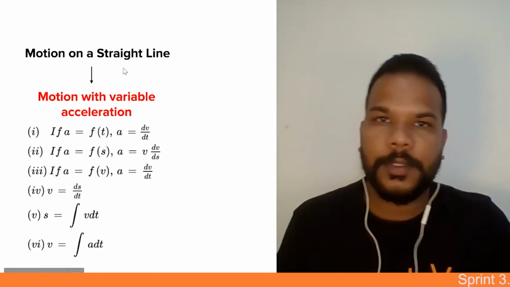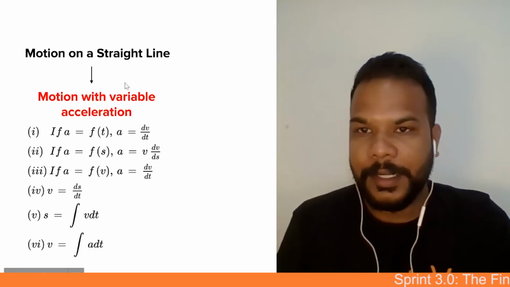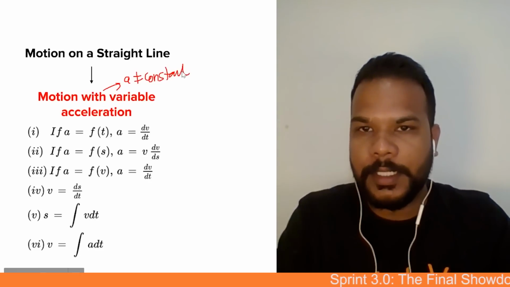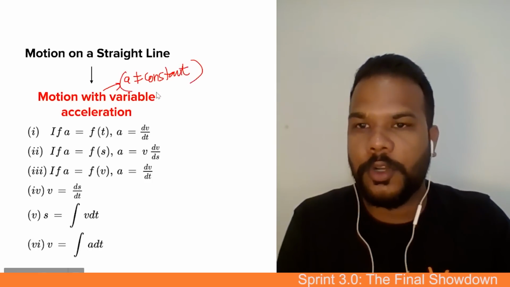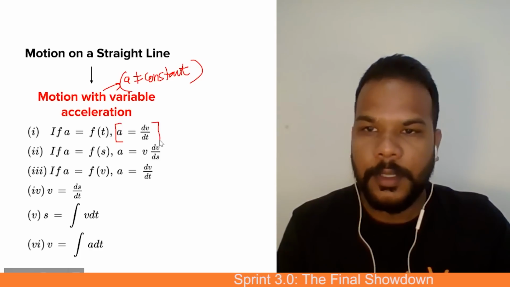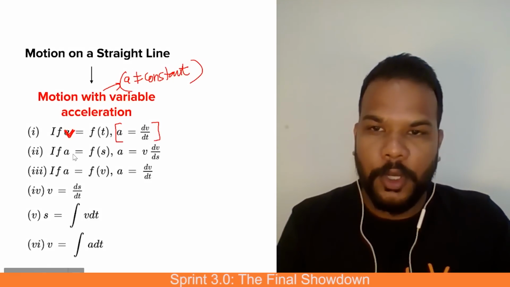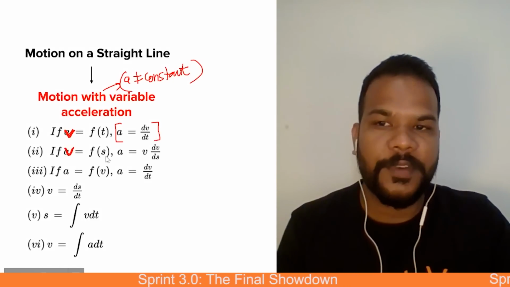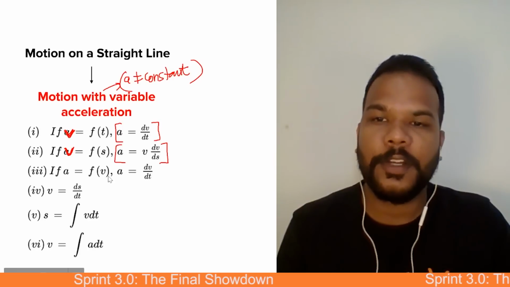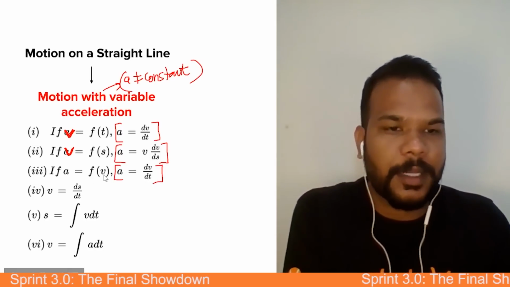Okay guys, the first one was uniform motion, second is uniformly accelerated motion, and the third one is non-uniformly accelerated motion, when the acceleration of the object which is moving is also not a constant. When acceleration is not constant, then what happens? If velocity is a function of time, then acceleration is the differentiation of velocity. If your velocity is a function of displacement, then acceleration will be v dv by ds, and if your acceleration is a function of velocity, then it is simply a equals dv by dt. This is how acceleration becomes a function of velocity.